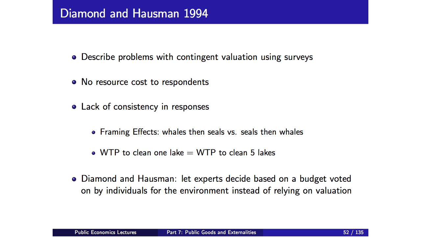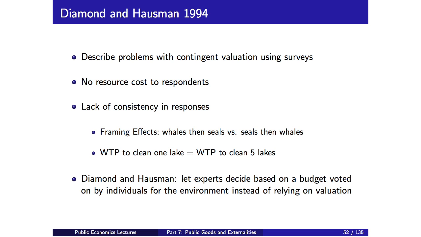So that's one problem. And then you see a clear lack of consistency in responses, which they give you many examples of in the paper. So for instance, if I ask you how much you're willing to pay for whales, and then I ask you about seals, you tell me more for whales than seals than if I flip those questions around, because you kind of have a diminishing willingness to pay to save animals. Or if I ask you how much you're willing to pay to clean one lake, or I ask you how much you're willing to pay to clean 5 lakes, you'll basically get the same number, because people just have some rough sense that I'm willing to pay something for this, right?